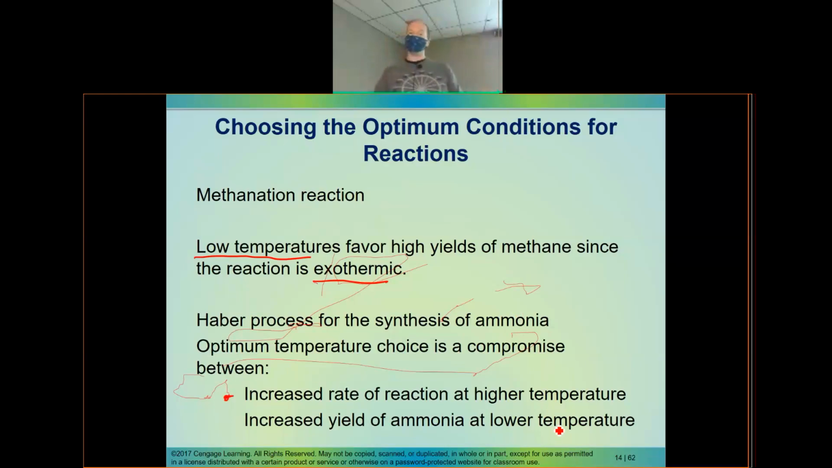And so you have your choice. Do you want the reaction to go fast, or do you want to have more of your product at the end? No matter what reaction you're going to do, if you increase the temperature, you're going to increase the rate of the reaction. You may actually lower the yield because if it's exothermic, a high temperature is going to lower the amount of product that you get.